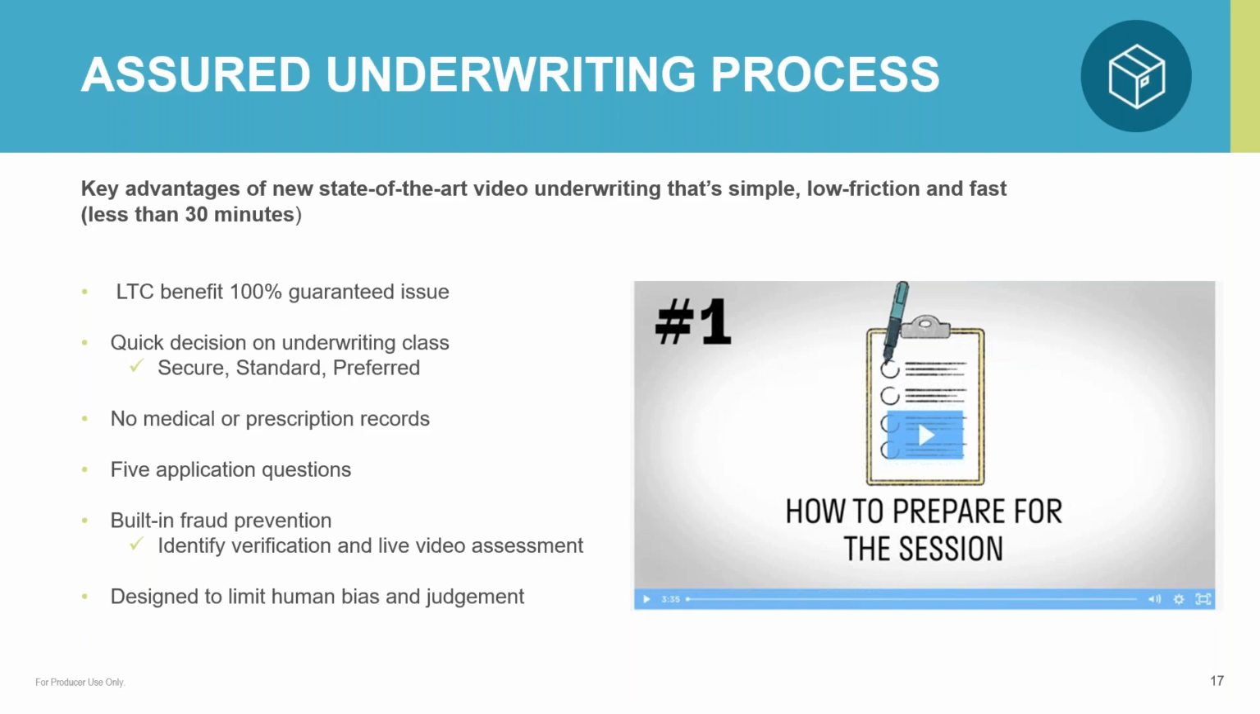But remember, the LTC benefit is 100% guaranteed issue, so no client is ever going to get declined on that side of things. It is a quick turnaround time, so it's a quick decision on underwriting class. Once the underwriting interview has been completed with your client through Assured Allies, you as the producer will get an email back within 24 hours, generally a lot less than that, which will tell you which one of the 3 underwriting classes the client is going to ultimately fall under: secure, standard, or preferred.